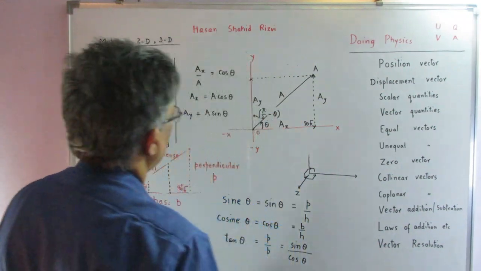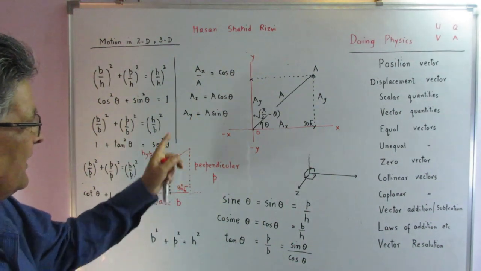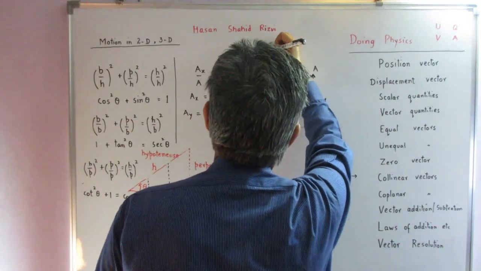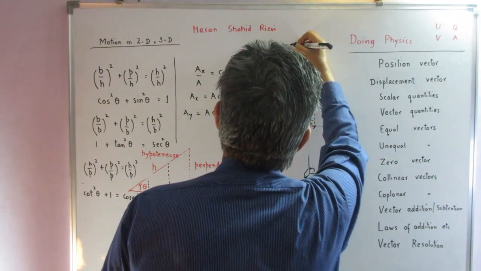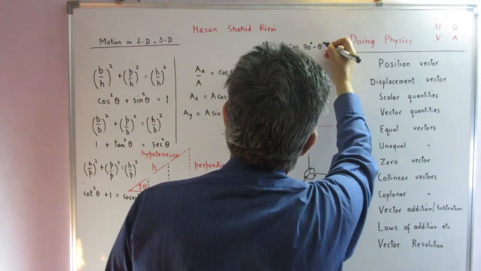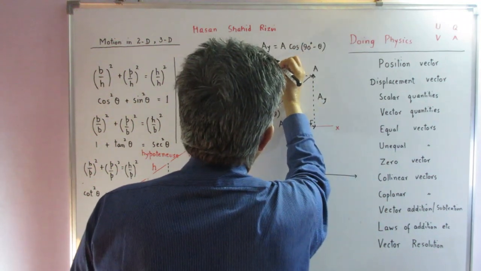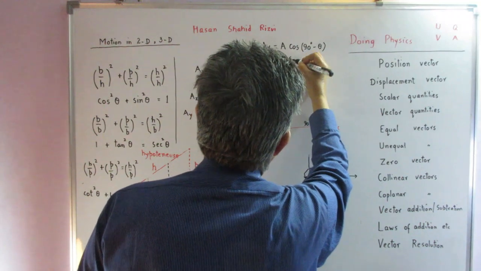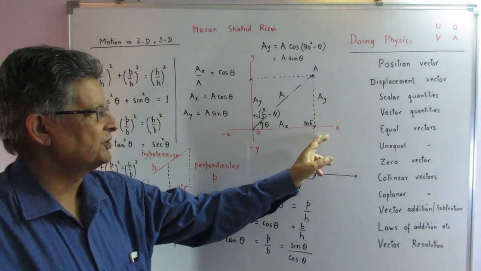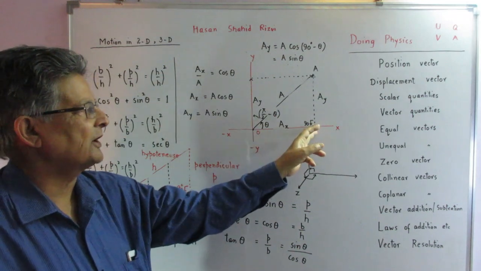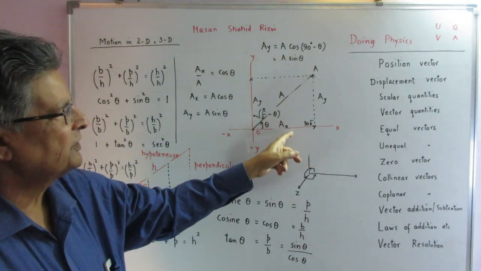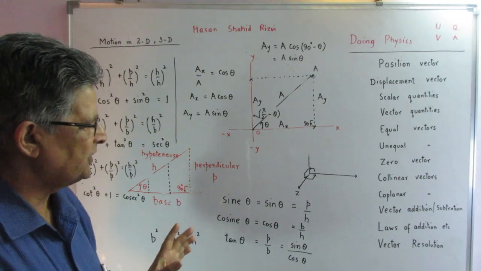or 90 minus theta. And so I rather write this Ay as, allow me to go here, Ay is equal to A cos of 90 degrees or pi by 2 minus theta, which in turn turns out to be A sine of theta. Later on, we use this as the resolved part in the y direction, perpendicular to the x axis, which is A sine of theta, and Ax, which is A cos of theta.